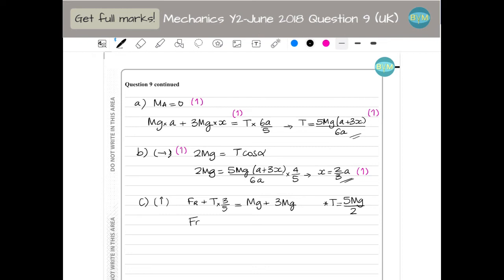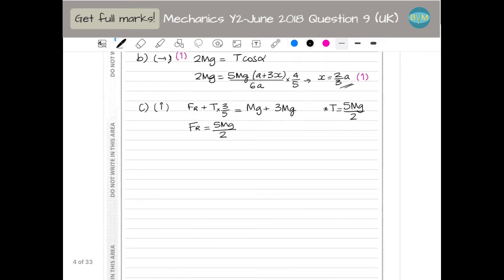I'm not going to waste time doing that because you are faster than me, surely. So this is 5 mg divided by 2. That's my friction. So now I have my two components. So I have my friction pointing up, which is 5 mg divided by 2. And to the right, I have 2 mg. And I need to find this angle here, which is beta.